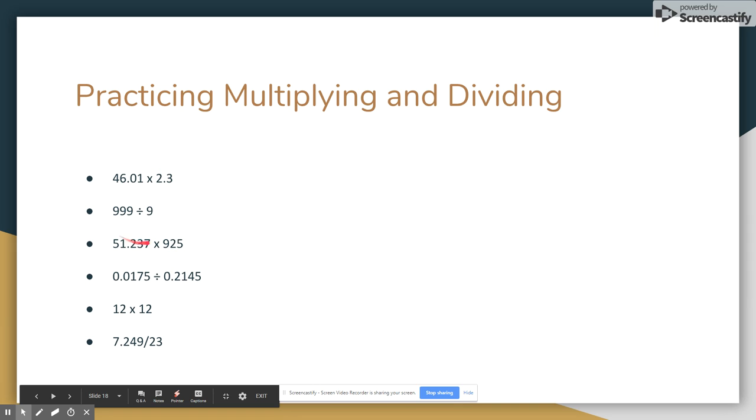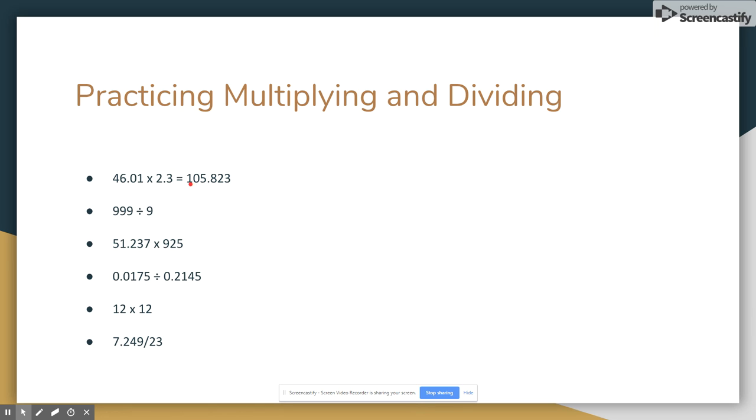So I'll work out these first 3 and you can do the last 3 on your own. If you do 46.01 times 2.3, you're going to get 105.823. And because 2.3 only has 2 significant figures, you're only going to round to 2 sig figs, so you're going to round this 0, meaning you're going to get 110. And remember, your final answer has to have the same amount of sig figs as the original one that you're looking at. So this only has 2 significant figures and this only has 2.